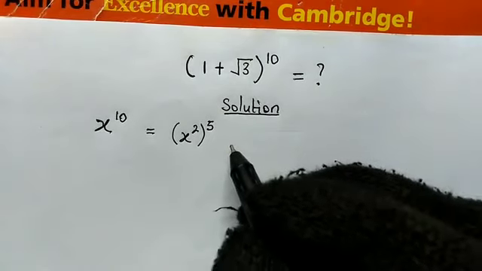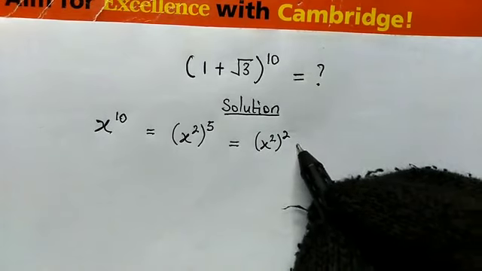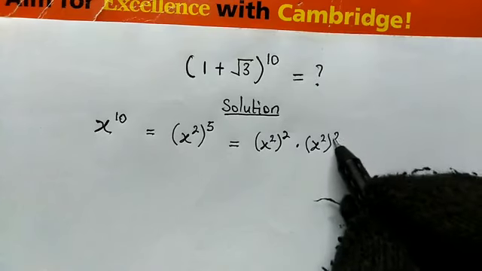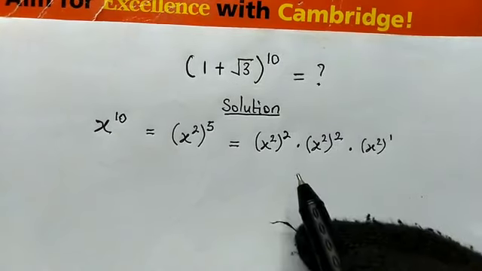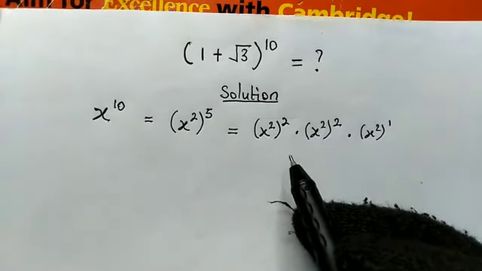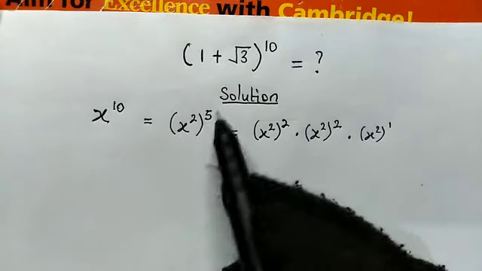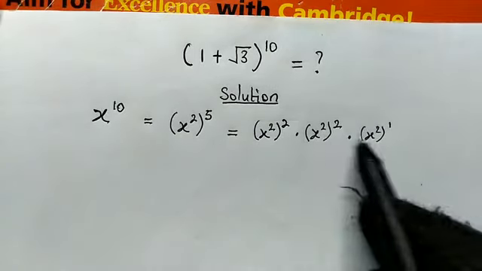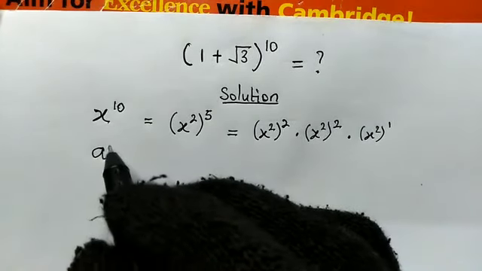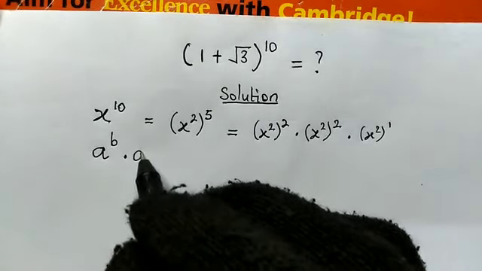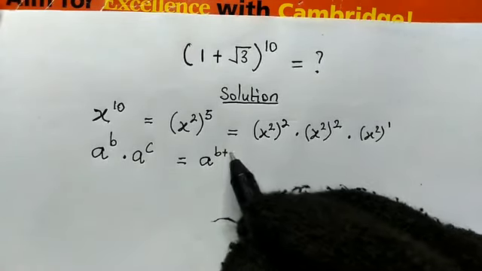Okay, now from here, we can write this as x squared multiplied by x squared multiplied by x squared to the power of 1. But the question here is, how is the product of these expressions equal to the product of these three expressions here? Now, all we need to recall is this: a raised to the power of b multiplied by a raised to the power of c. Since they have the same base, this is same as a to the power of b plus c.